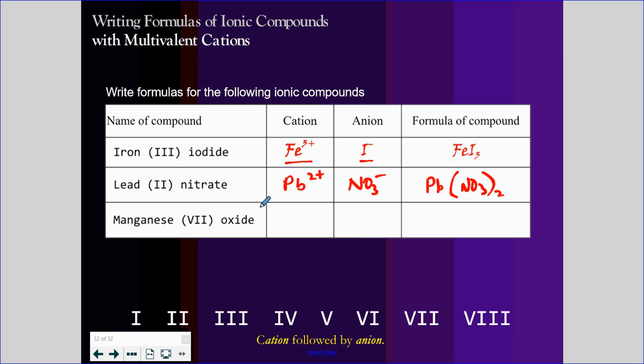Manganese(VII) oxide. Wow. Manganese 7+. Oxygen, group 16, 2-. So we need to find the lowest common multiple of these two, which is going to be 14. So I'm going to have 2 manganese, 7 oxygen. Wow.